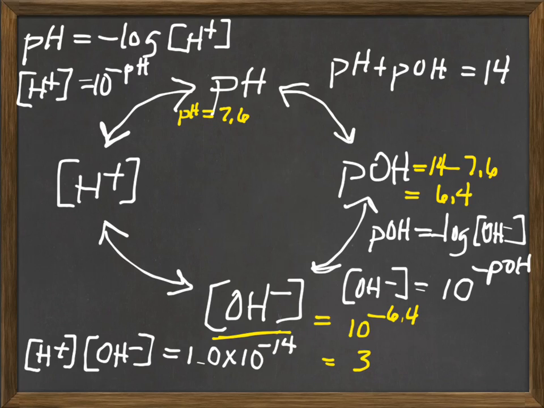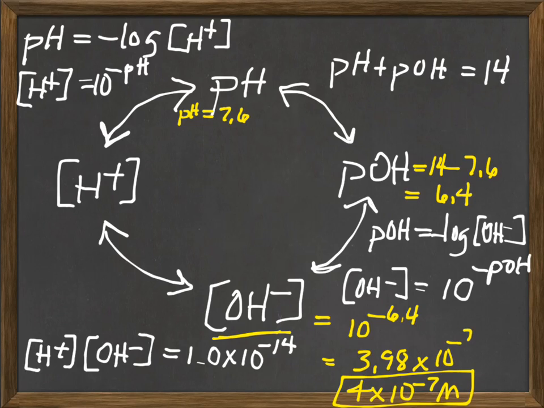So 3.98. Since this should really only have one significant figure, I'm going to round that off, but I'll write this out first. So I'm going to call that 4 times 10 to the minus 7 molar. I'm using one significant figure because in this pH, the 6 is the significant figure. The 7 has to do with where the decimal point is.